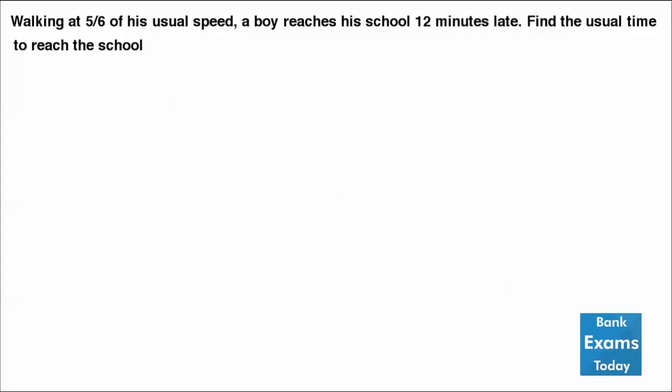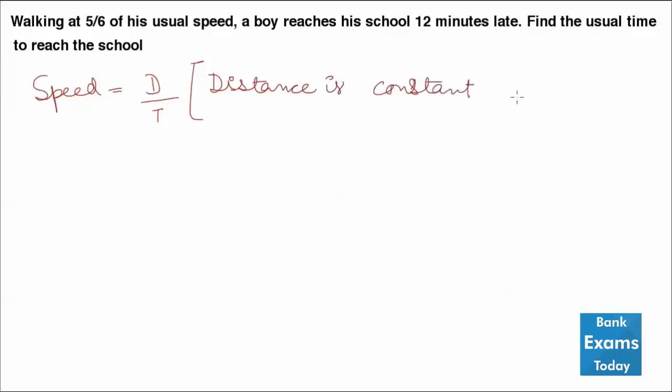So first of all, let me remind you the first formula that I explained to you. That is, speed is equal to distance over time taken. And if the distance is constant, speed is inversely proportionate to time taken. So if the speed increases, the time taken decreases, and if the speed decreases, the time taken increases.